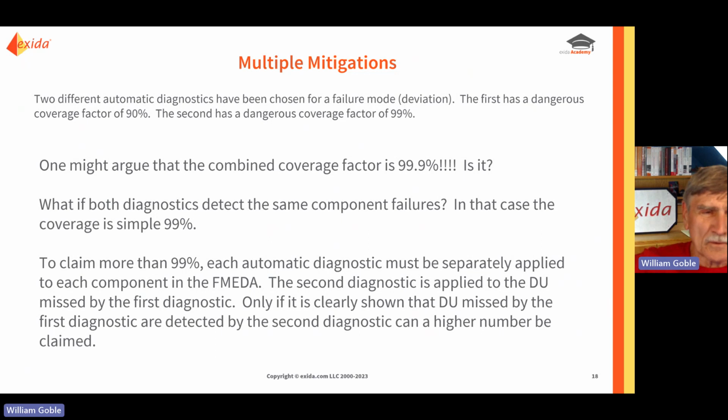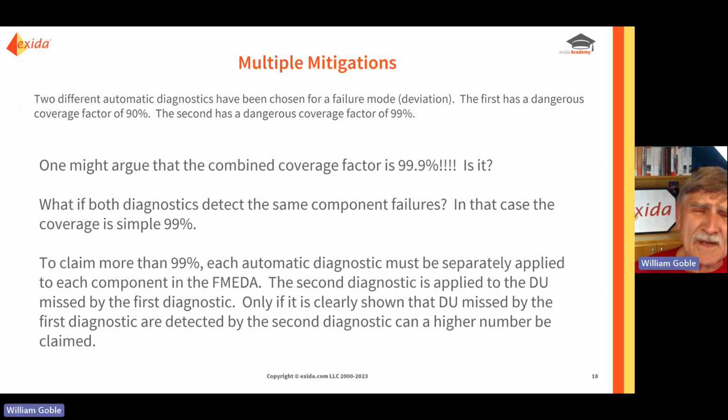The argument was, look, let's say the 99% diagnostic detects 99% of the failures, leaving 1%, and the second diagnostic detects 0.9% for a total of 99.9% diagnostic coverage. With that, my product passes SIL 3. And we were looking at it and said, something doesn't feel right with this.